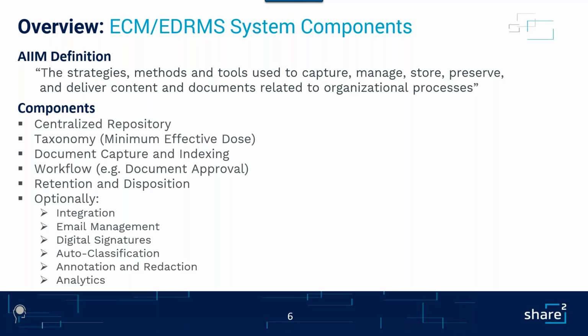And then optionally, you might have a whole bunch of other things like integration to other systems, your ERP system, your permitting system, things like that. Email management. Earlier this year, we did a webinar with Harmony, and Harmony has an Outlook add-in for email management. Digital signatures, products like DocuSign, although you can do some digital signature-like things in Office 365. Auto classification to identify the documents automatically. So this is an invoice, this is a contract, this is an employee record or part of an employee record.